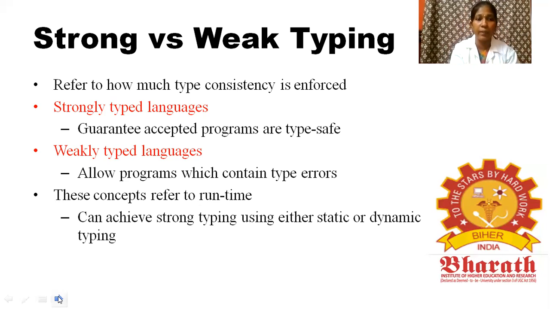Strong typing means a guaranteed accepted program, or type safe. In strongly typed languages, we cannot defeat the type system and we cannot get type errors. So it is considered type safe. Whereas weakly typed languages will allow programs which contain type errors. So these two concepts always refer to runtime. You can achieve strong typing using either static or dynamic typing.